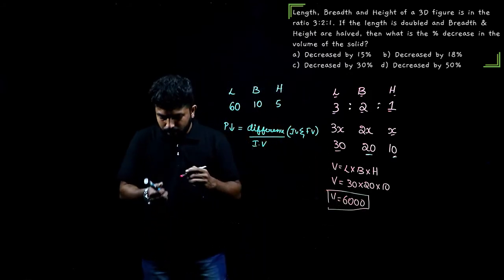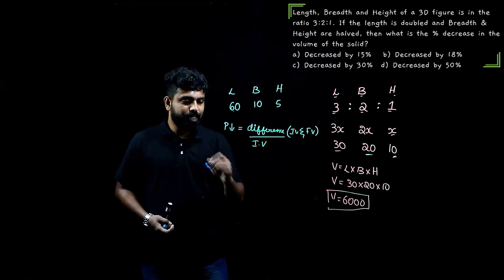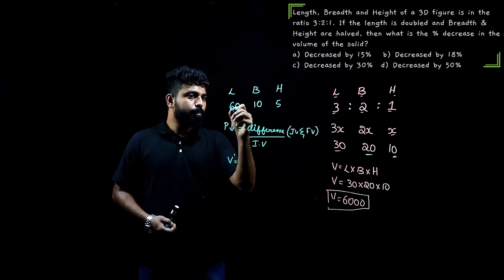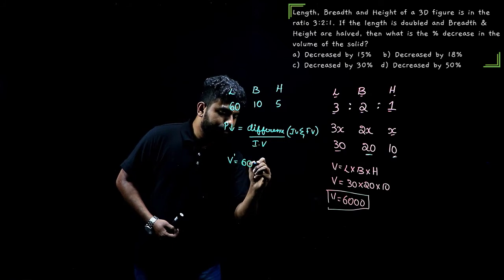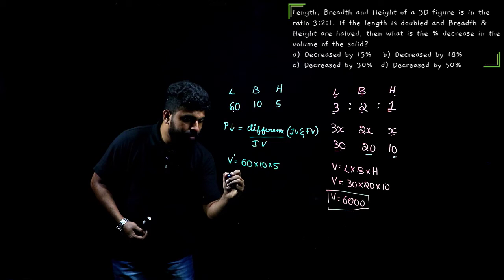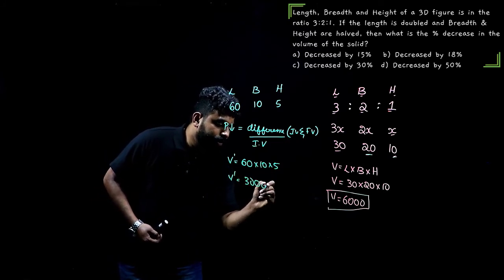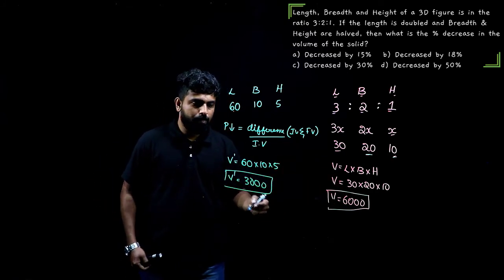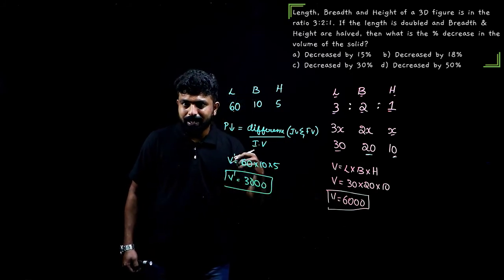So what will be my final value after alteration of length, breadth and height? What will happen here? It was 60. My new volume V dash will be equal to length into breadth into height, which is nothing but 60 into 10 into 5. 6 into 5 gives me 30. So 30 and 2 zeros here. So 3000. So we can clearly see that the volume has decreased. But how much has it decreased? It is decreased by 6000 minus 3000, which is nothing but 3000.